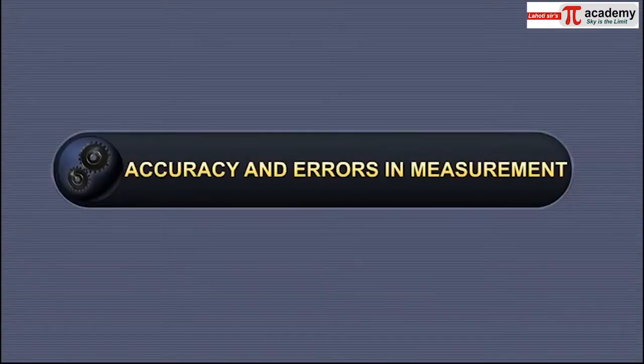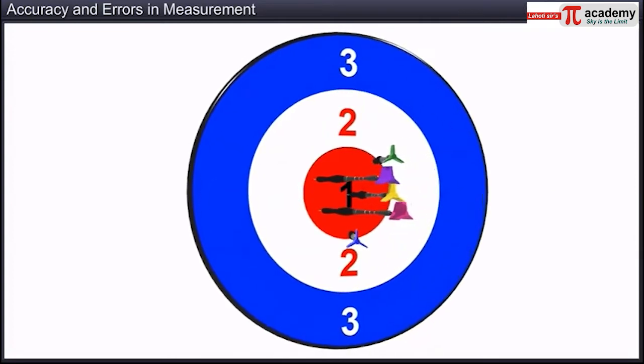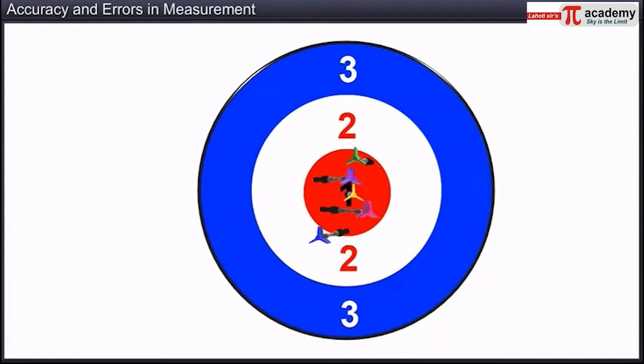In this module, you will learn about accuracy and errors in measurement. In measurements, accuracy and precision are two important terms. For example, if 5 darts are thrown and all hit the bullseye, each throw is said to be accurate and precise.